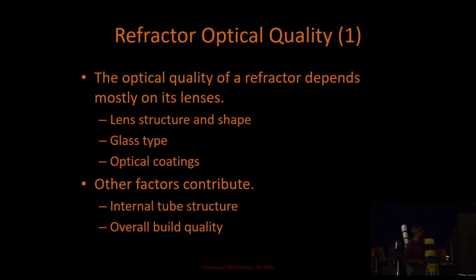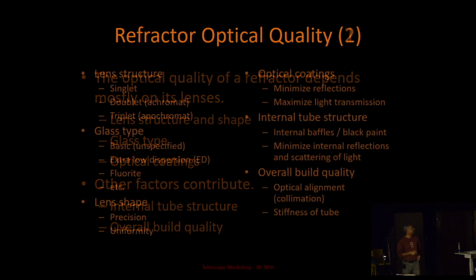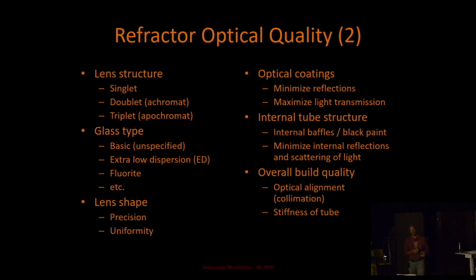All right. So now let's talk a little bit about the quality of the refractor telescope. What does it depend on? The lens structure and shape, glass type, optical coatings. We'll talk about all of these in just a moment. We talked about different types of lens assemblies: singlet, doublet, triplet, achromat and apochromat. These will determine the quality of your refractor telescope.